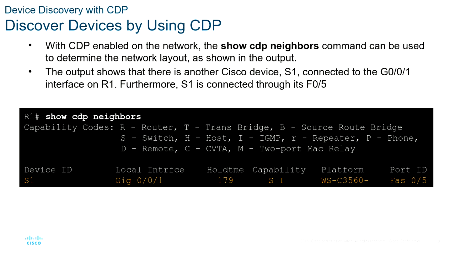This allows us to verify that our wire that's plugged into G0/0/1 on this router R1 is plugged into the fast Ethernet port 0/5 on the switch. So this is very useful information when you're doing a laboratory.